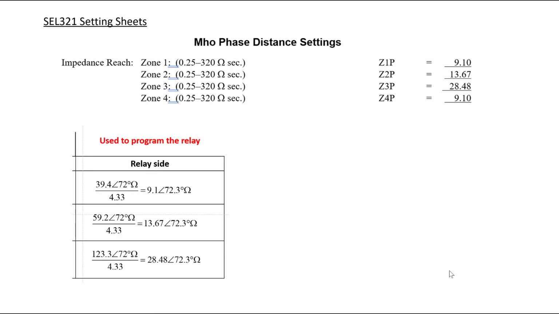Let's now have a look at the settings that we enter into the relay from our calculations. So looking at our mho phase distance settings, I can see zone 1, Z1P, is set up for 9.1. Zone 2P, so this is the zone 2 reach, is set up for 13.67. Zone 3 is set up for 28.48. And zone 4, I just set this one up looking reverse, backwards, 80% in the reverse direction. The angles are carried straight through from the first parameters that we entered for the impedance of the line and the line's angle.